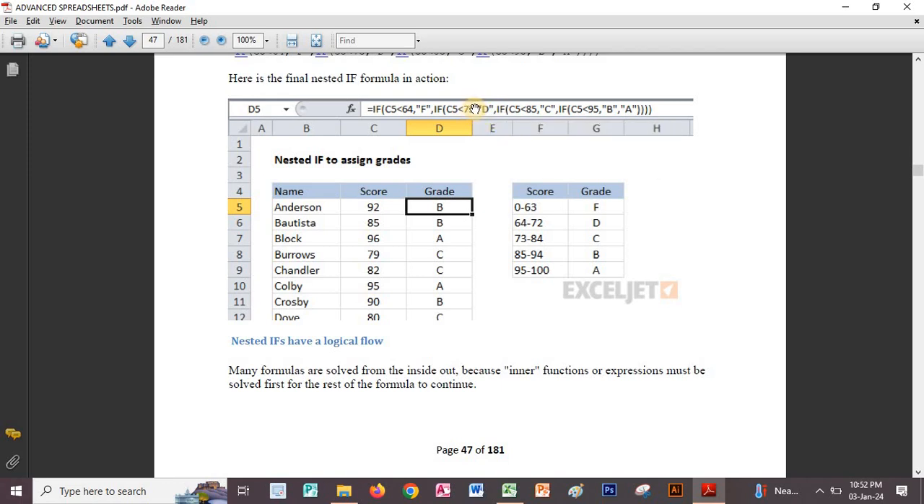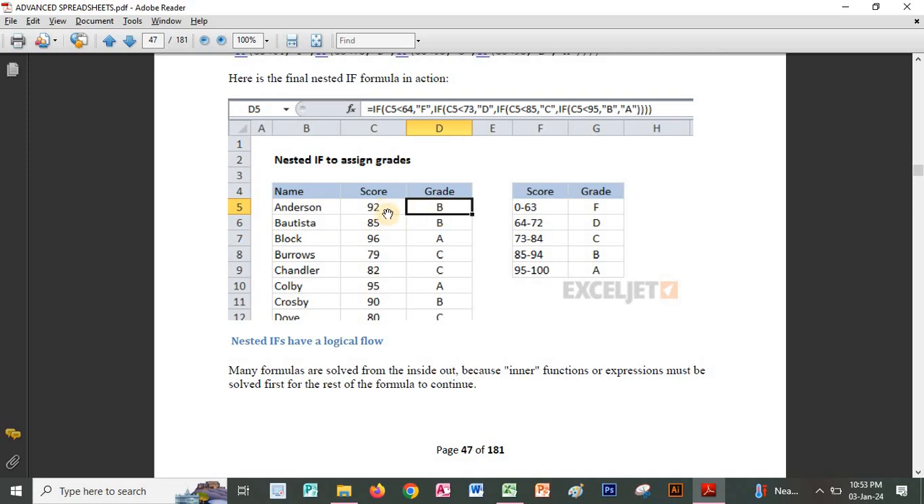If it is not less than 73, it checks now in the third reference whether it is less than 85. If it is, that is going to be displayed C there. If it is not less than 85, now it goes to the next reference, the fourth reference. It checks now whether C5 is less than 95. That should be B if it is less than 95. But if it is not less than 95, then that is A.